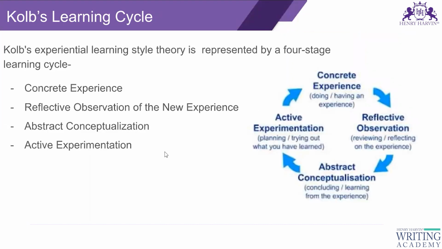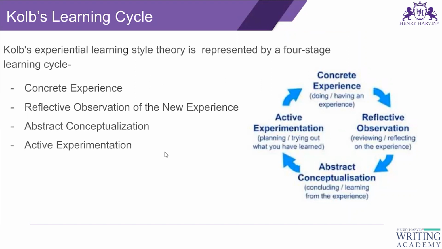Kolb's experiential learning theory is represented by four stages, as we already know. What are those four stages? First, experience, then observation, conceptualization, and experimentation. Now, what happens in the experience stage? In a concrete experience, you are doing and having an experience. I will perform some tasks and get some experience. This is the first phase.